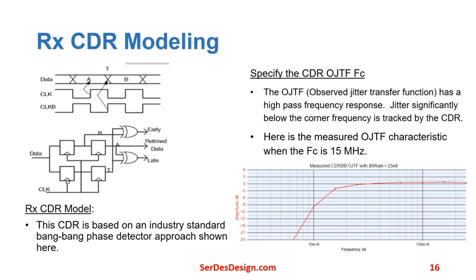The CDR model is based on an industry standard bang-bang phase detector approach shown in this upper left figure. The CDR observed jitter transfer function is defined by specifying the OJTF corner frequency. The OJTF has a high pass characteristic. Jitter significantly below the corner frequency is tracked by the CDR. This lower right figure shows the OJTF characteristic of the CDR in the frequency domain with the defined corner frequency of 15 MHz.